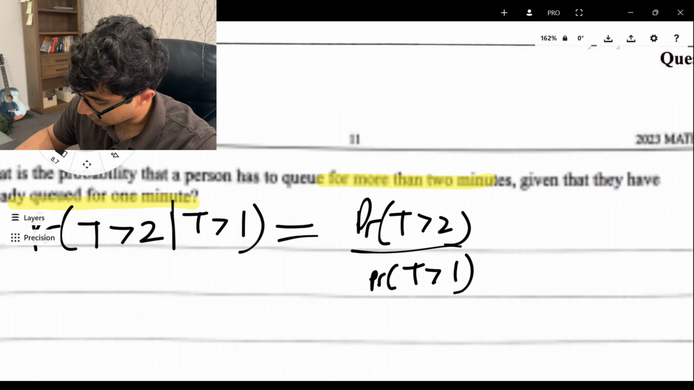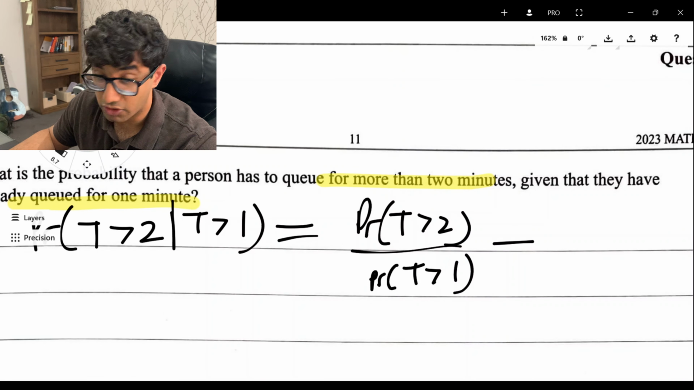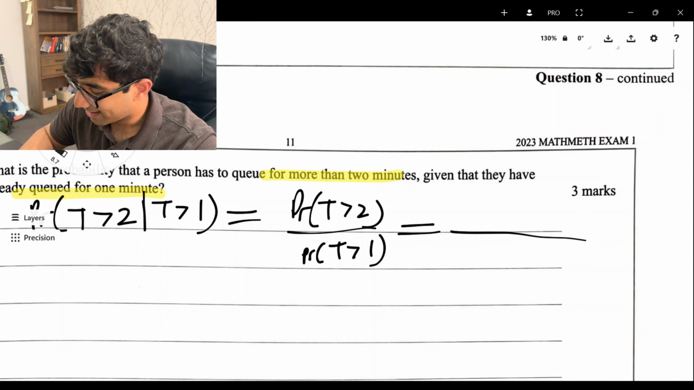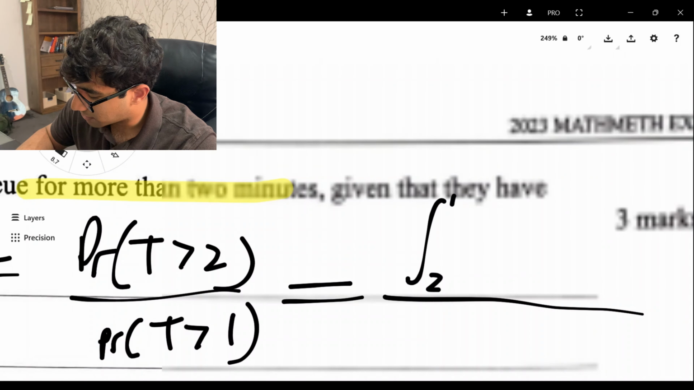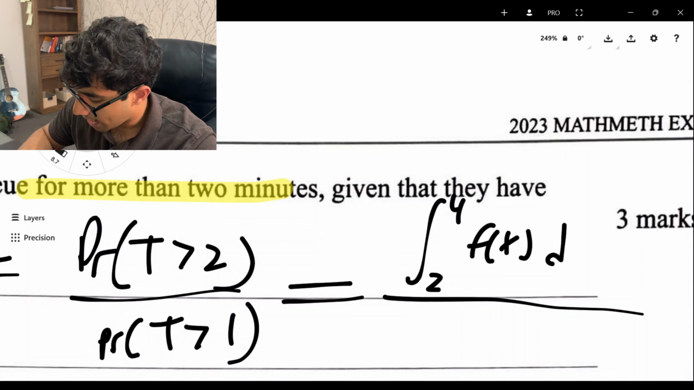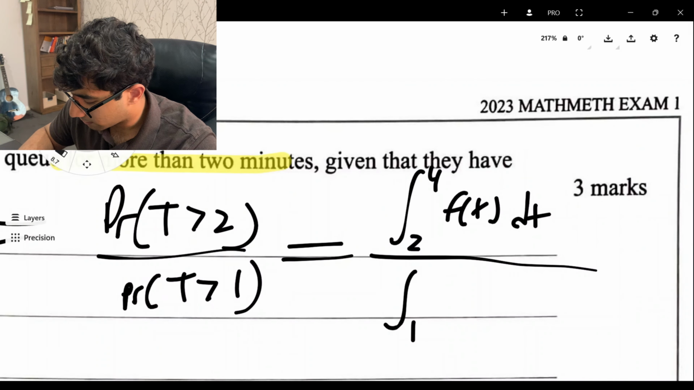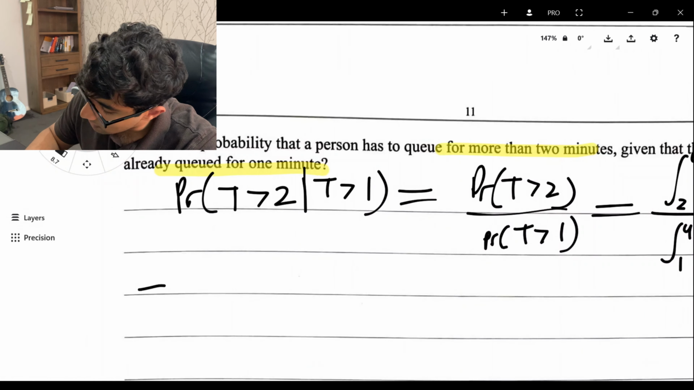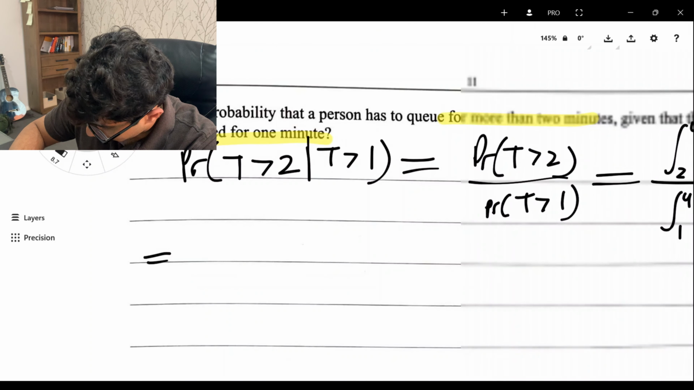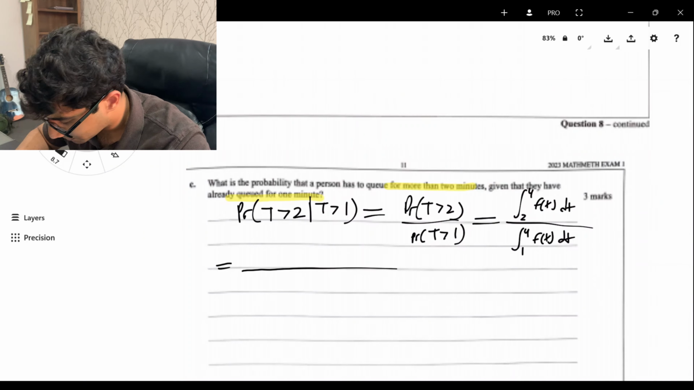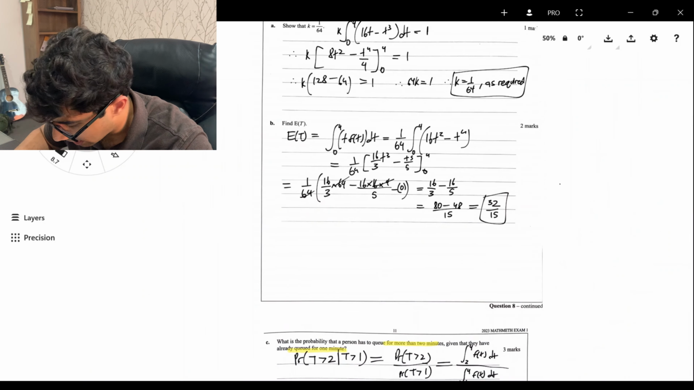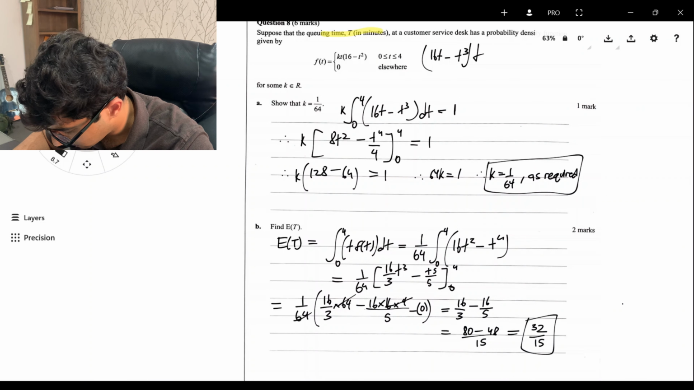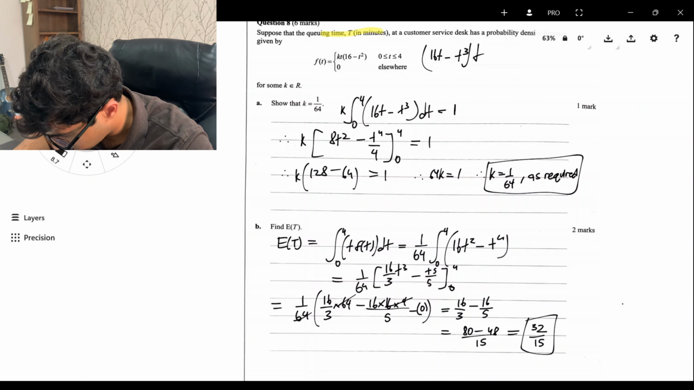And that's going to equal a bunch of garbage, from what I've seen. So from 2 to 4 of f of t dt, and then 1 to 4 for f of t dt. Okay, and now we can experience the full pain of integration. So in the numerator, we've already kind of found the full integral there. Okay, so 1 over 64.